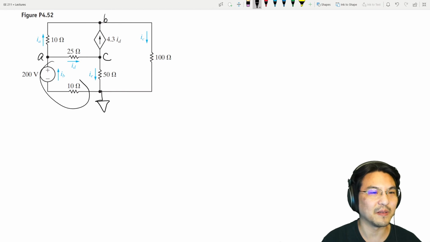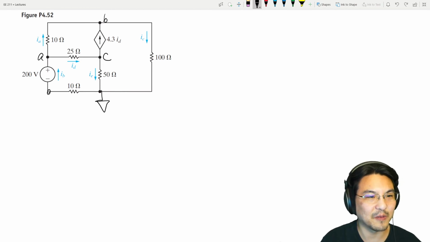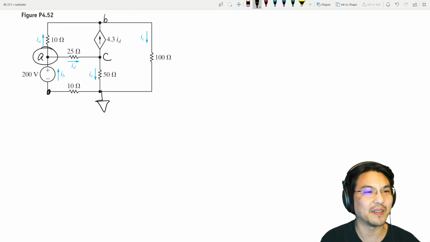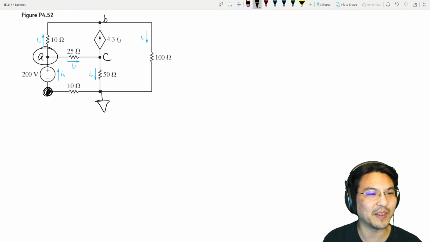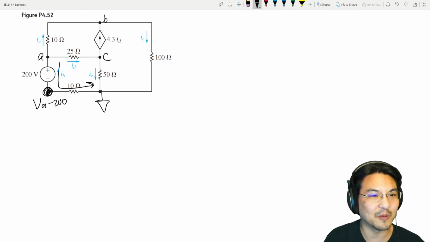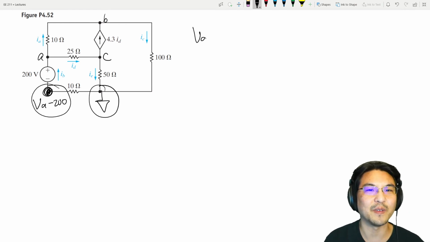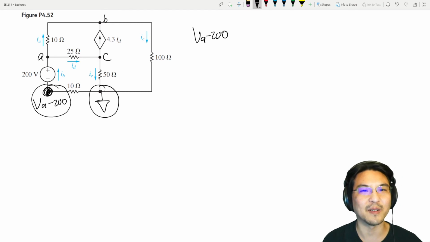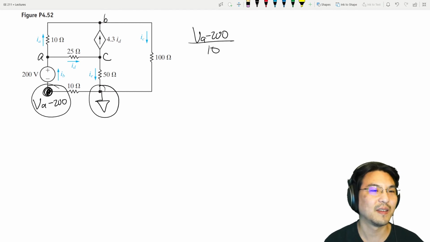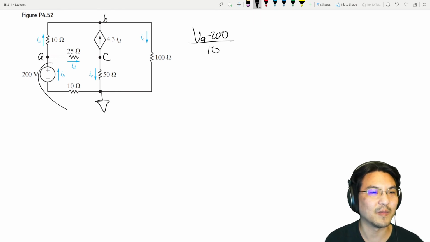So let's go this way. And then what's the voltage here? More or less than here? Less. How much less? 200 volts less. So the voltage right here is VA minus 200. So then what's the current this way for the 10 ohm resistor? It is this minus this over 10. VA minus 200 minus 0 over 10. Okay, so that's KCL for node A going this way.